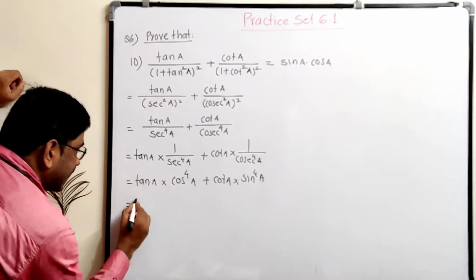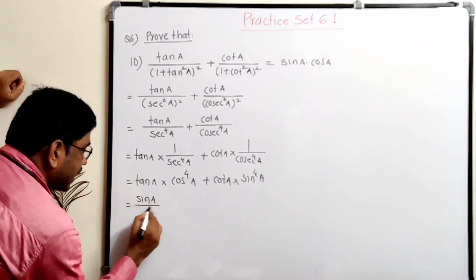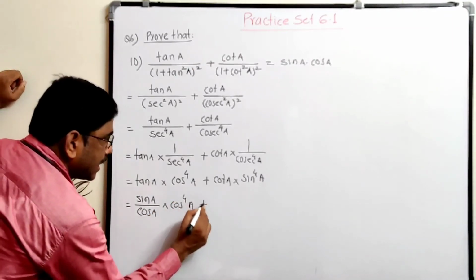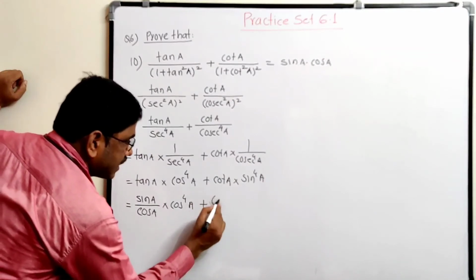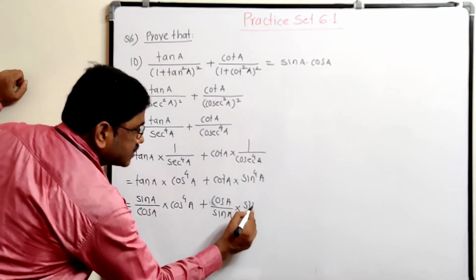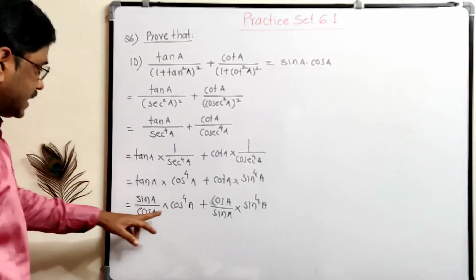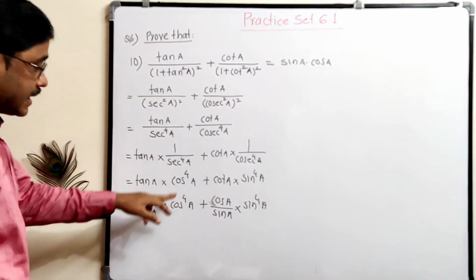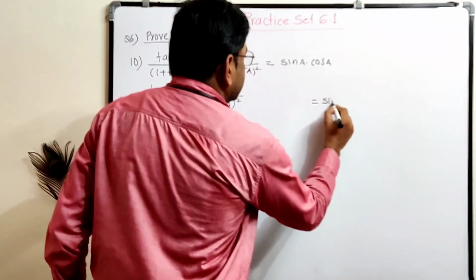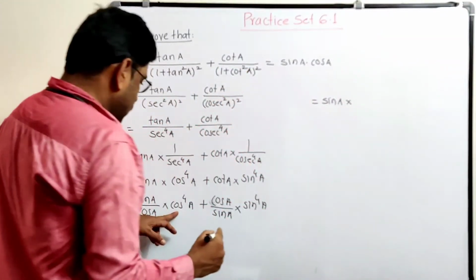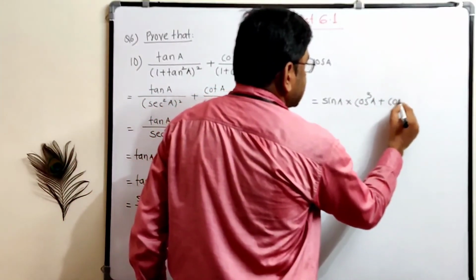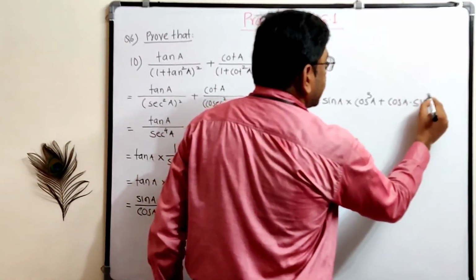Now substitute the value of tan. Sin A by cos A multiplied by this cos raised to 4A and plus here cot A is cos A by sin A into this sin raised to 4A. अभी देखो यहां से cos raised to 4A डिवाइडेड बाय cos A, एक cos A कैंसिल हो जाएगा, एक sin A कैंसिल हो जाएगा. So we get sin A into cos cube A plus cos A into sin cube A.